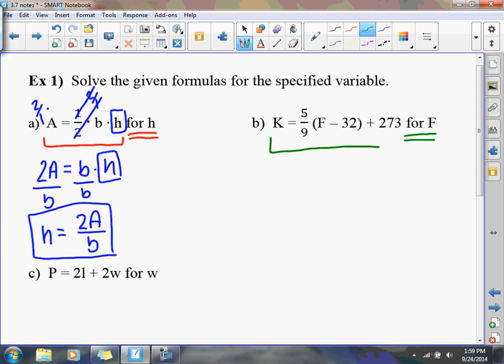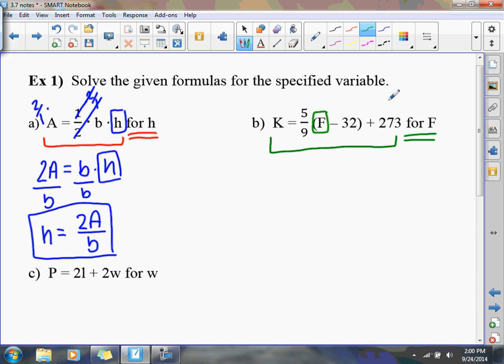Now this is really the formula for converting Fahrenheit to Kelvin. So this is a way to convert temperature. But you don't have to know what the formula is in order to solve it for F. Now here's F. F is all the way inside these parentheses. So if I'm going to eventually solve for F, I've eventually got to get the parentheses by themselves. And I have a number that's being added, the 273. And then I also have a fraction that's being multiplied by it.